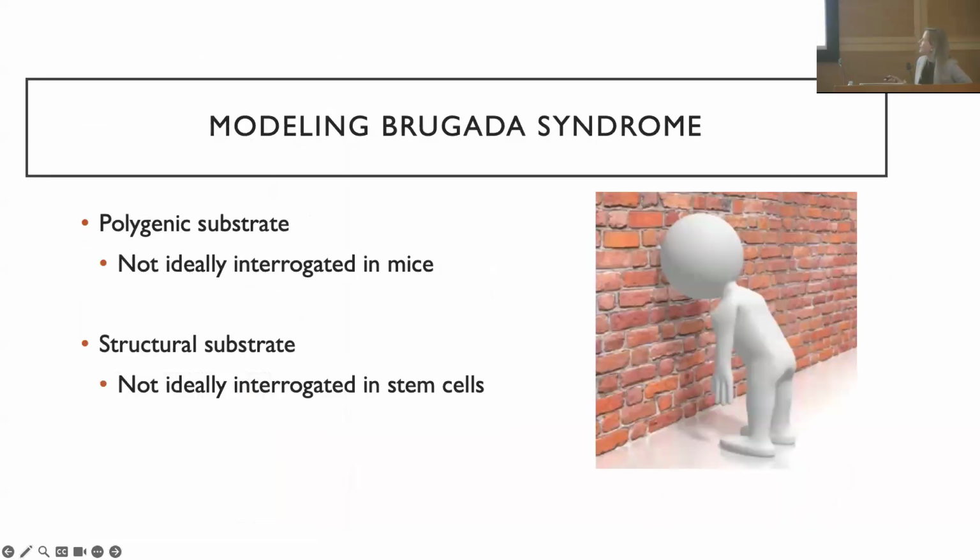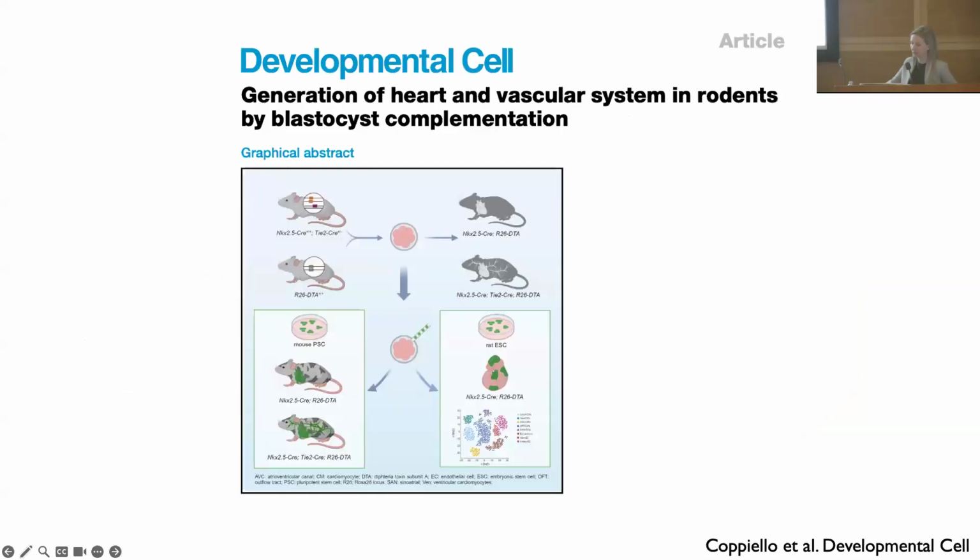So then we come to the depressing realization that we have a polygenic substrate, which we cannot really model in mice, and we have a structural substrate, which we cannot really model in iPS cells. And certainly, if anybody here is familiar with the iPS literature, you might say, well, there are cardiac organoids available, but I just don't think that those are at the point yet where we can model something like this in that system. And so then the question that I'm hoping to ask is, what if we combine the animal and stem cell models to try to answer this question?